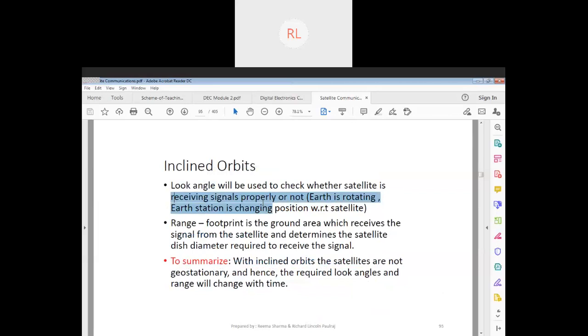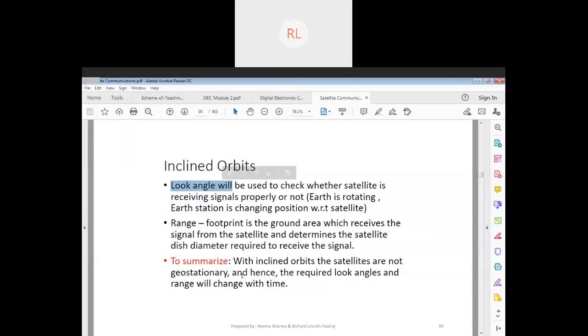So look angle will be used to check whether the satellite is receiving signals properly or not. Now the question is asked, why is look angle so important? You can probably think of the dish antennas which you are currently using for your DTH. The executive doesn't randomly position it in some other direction, in whichever direction he wishes to. Instead he will have an instrument which will track or check if the signal is going beyond 90% and above. So he will position the dish in such a way that it receives maximum signal from the satellite.